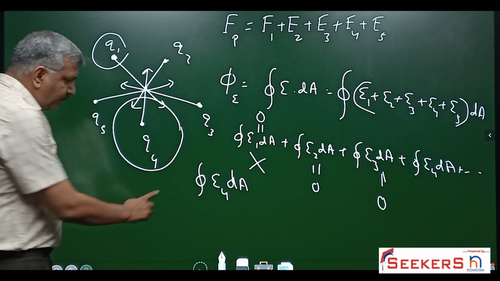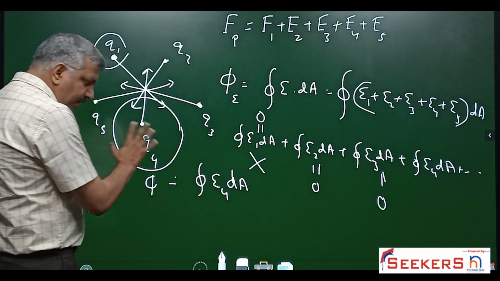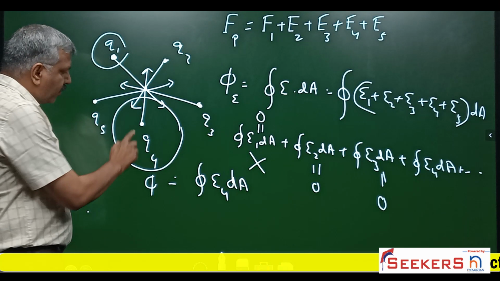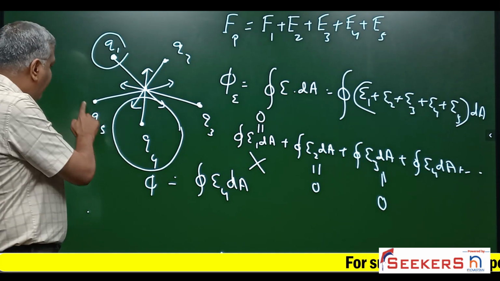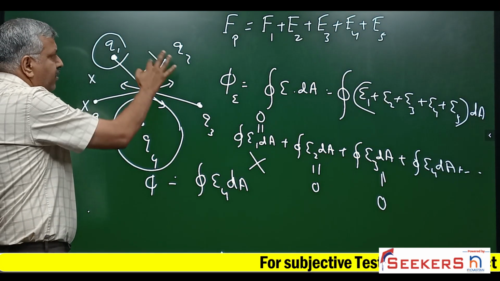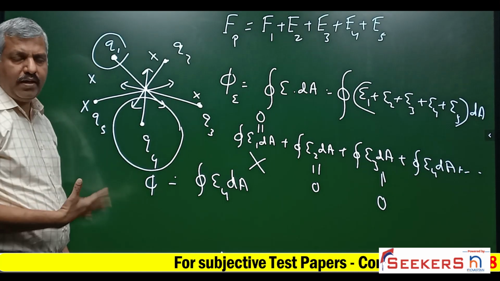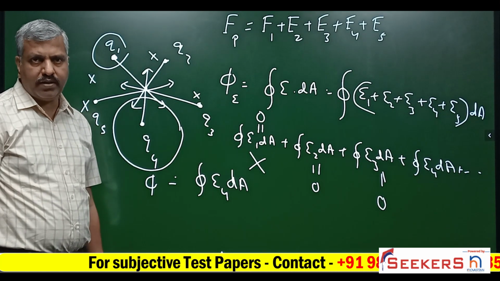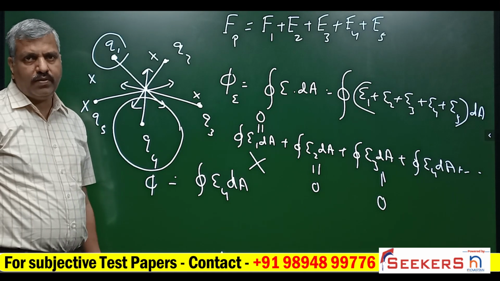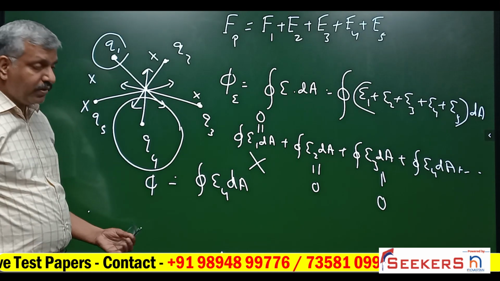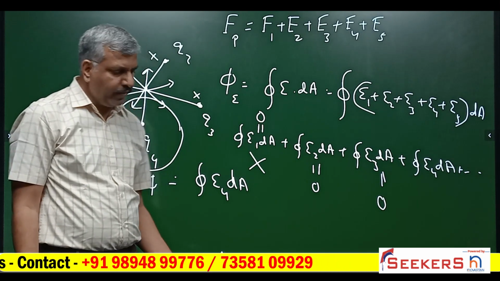Okay, so that means the net flux within any surface will only depend upon the charge which is present inside and will not depend on the charges which are present outside. Okay, so I hope you are able to understand this concept. This is the essence of Gauss law. If you're still not able to understand, look at it this way.